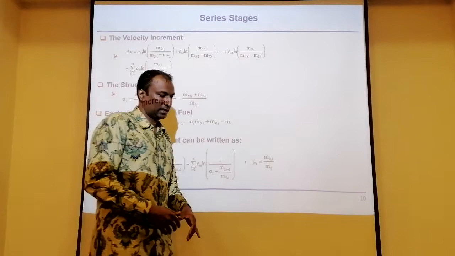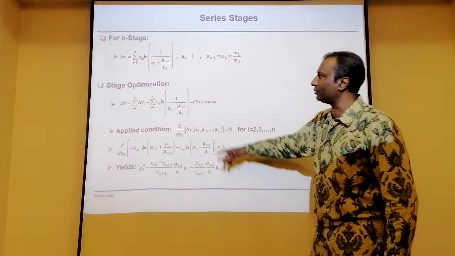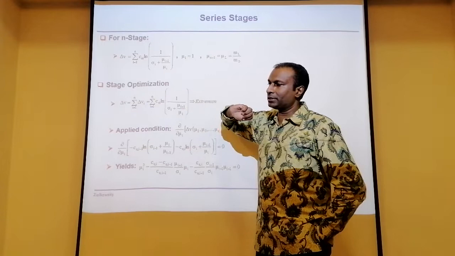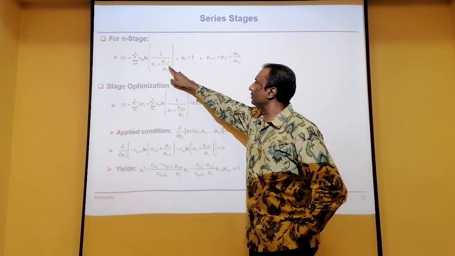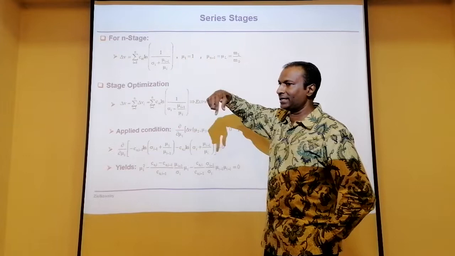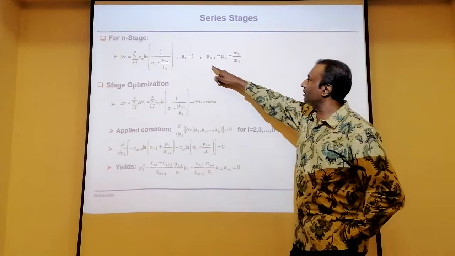This formulation, you can write in a different manner as well. If you look at it, this is for n stages. I can write it in terms of mu. Look at this: how delta v is a function of structure ratio and basically payload ratio. If I'm looking at the first stage, it is going to be mu 1 and mu 2. This is for your first stage. Second stage will be mu 2, mu 3. Third stage will be mu 3, and mu 4 is basically your payload. Okay, you see, this is what it is.